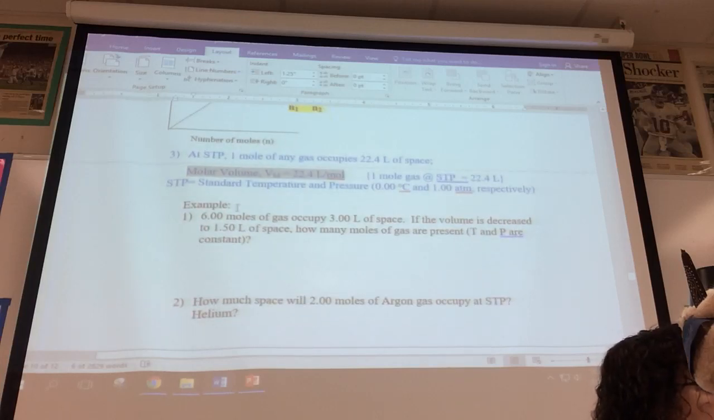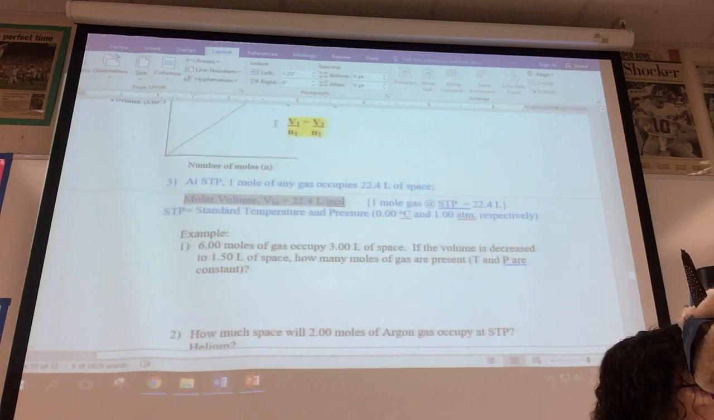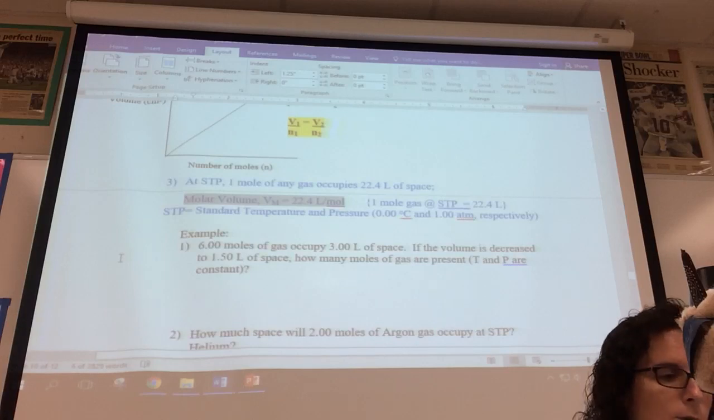In the first example, here's where you're using Avogadro's principle. You have 6 moles of gas occupying 3 liters. If the volume is decreased to 1.5 liters of space, you want to know how many moles of gas are present. Now this one most of you can do in your head. You're going from 3 liters to 1.5 liters, so you're decreasing by a factor of 2, or dividing by 2. So all you would need to do is divide 6 moles by 2, which is 3 moles.